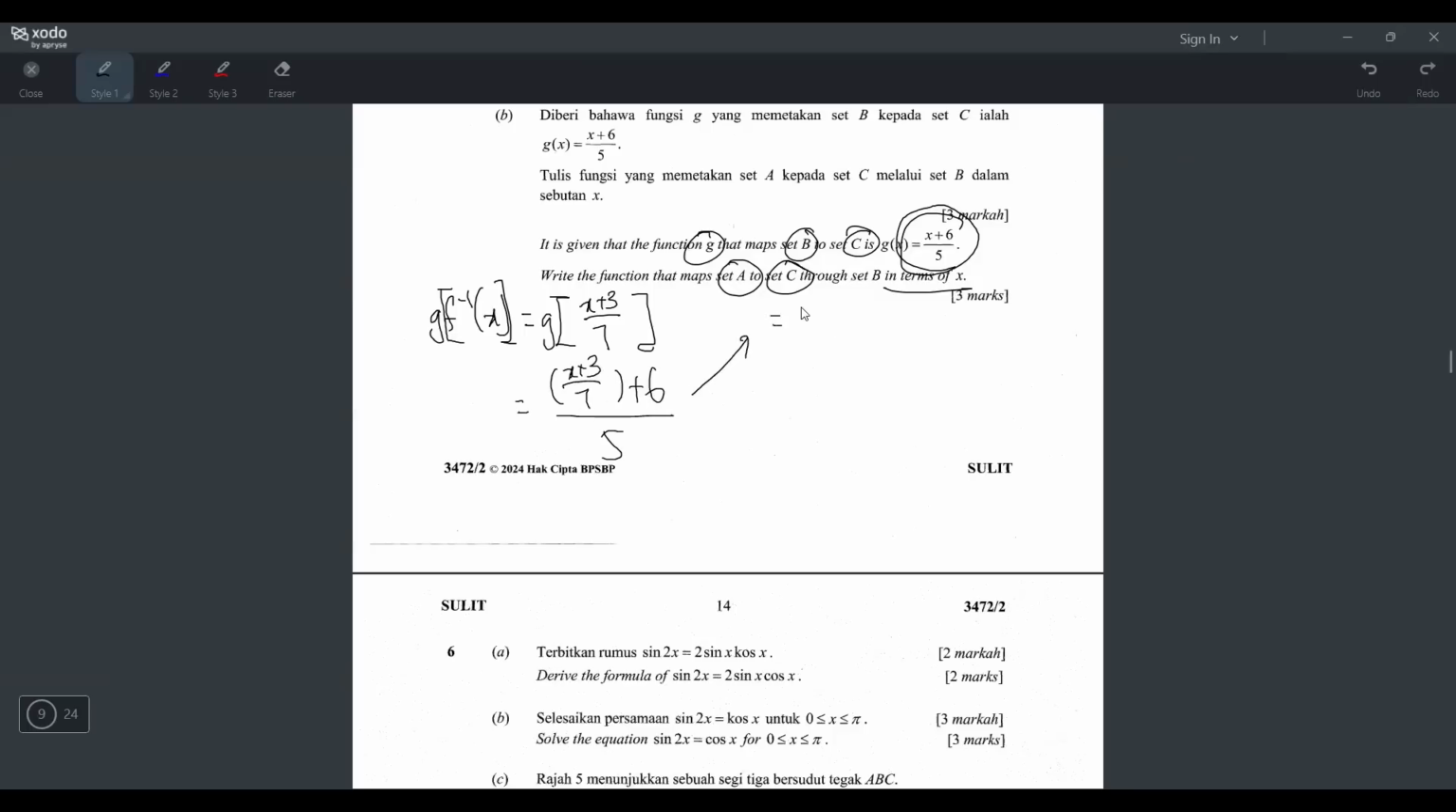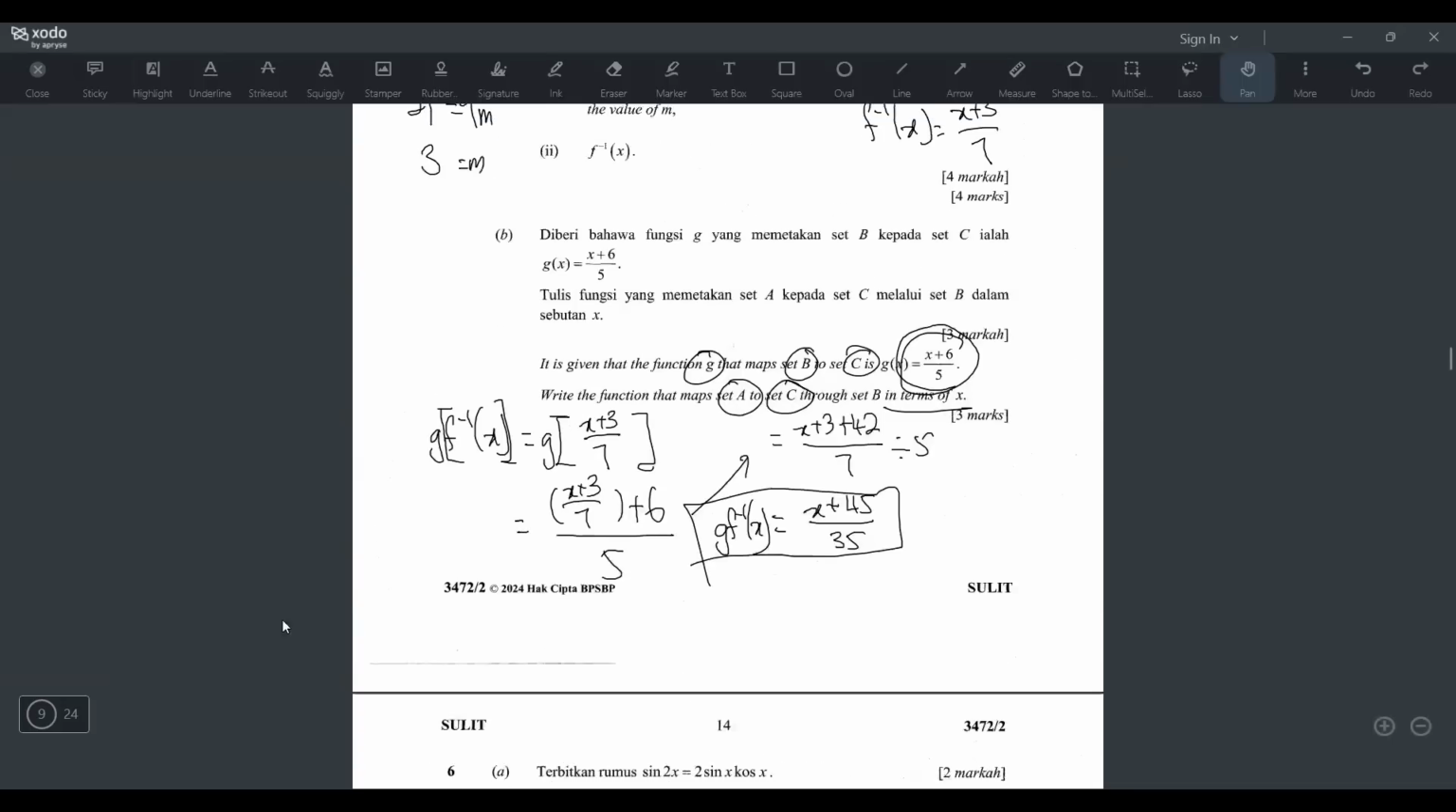So I write up here. Let's make the denominator sama dulu. So x plus 3. This 6 can times 7, you get 42, and then the whole thing over 7. And the whole thing has to divide by 5. So now it becomes x plus 42 plus 3, which is 45, over 7 over 5, which is over 35. This is the answer for g f inverse (x). Okay, inilah jawapan dia. I think I'm done. So let's continue.